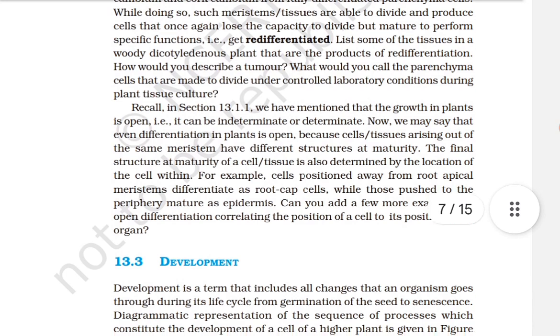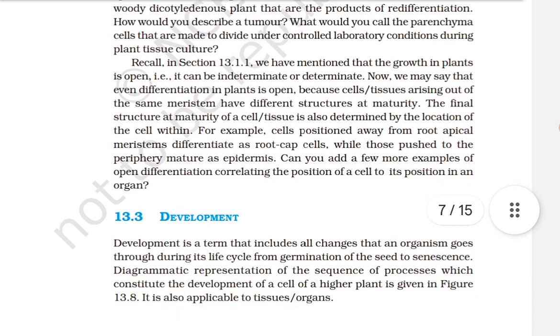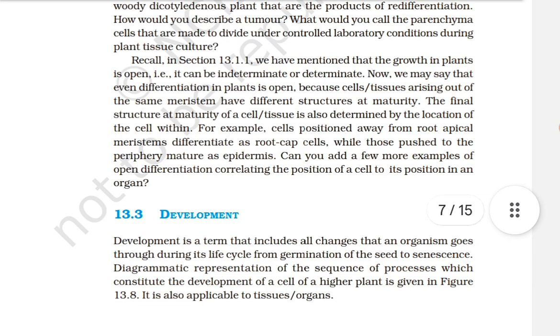The final structure at maturity of a cell or tissue is also determined by the location of the cell within. For example, cells positioned away from the root apical meristem differentiate as root cap cells, while those pushed to the periphery mature as epidermis. Can you add a few more examples of open differentiation correlating the position of a cell to its position in an organ?